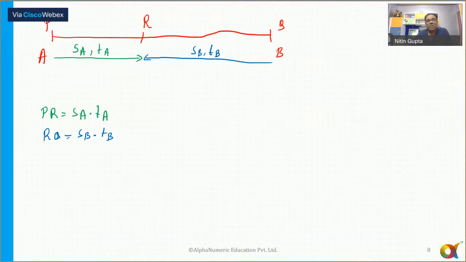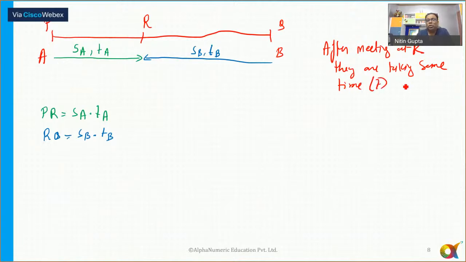That is important. Now further, I'm saying once they meet, after meeting they are taking the same time to reach the two opposite ends. So I'm writing down that after meeting at R, they are taking the same time, let's say that time is equal to T, to reach the two opposite ends. That is given here. So let's see what to do in this case.